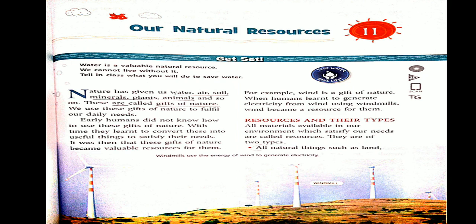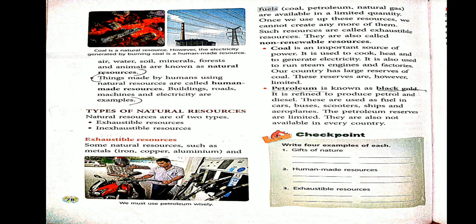Now, what are resources and their types? All materials available in our environment which satisfy our needs are called resources, and they are of two types. All natural things such as land, air, water, soil, minerals, forest, and animals are known as natural resources. And things made by humans using natural resources are called human-made resources, like buildings, roads, machines, and electricity.